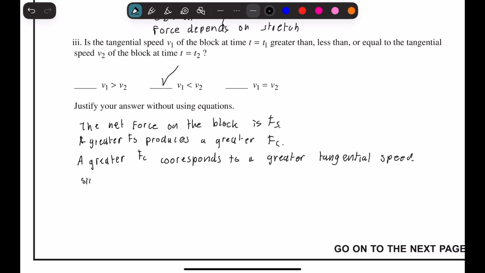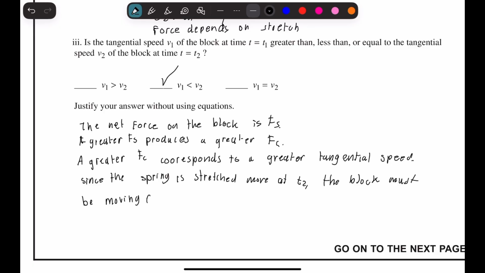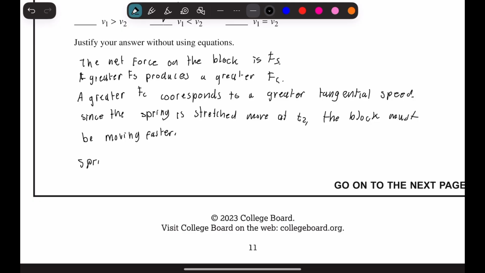And since the spring is stretched more at T2, that means that the block must be moving faster. So again, the spring force is the net force, and the net force relates to speed.